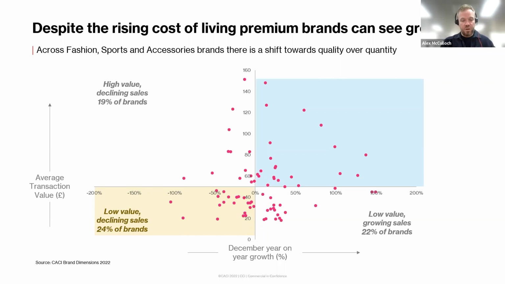But top right is really where you want to be. That's higher transaction values and your growing sales. And that's comprising actually more than one in three brands. So you have brands in there such as Reiss, Levi's, Selfridges, but also sportswear brands like JD.